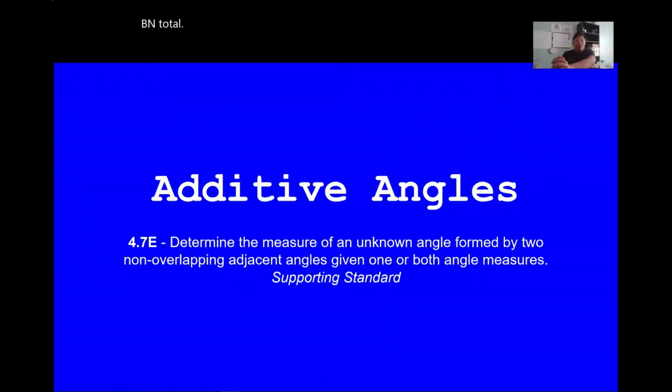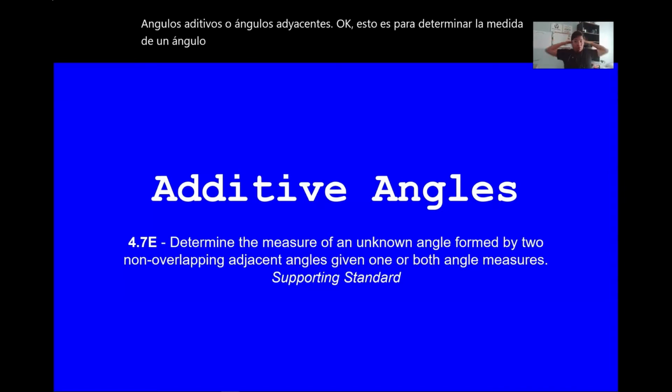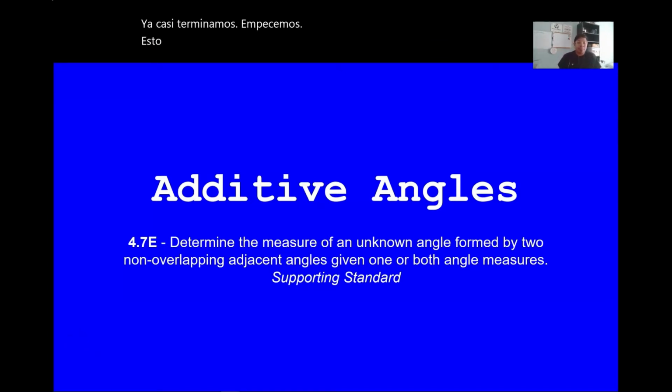Hello everyone, and welcome back to part 3, the last part of 4, of 4.7E, additive angles or adjacent angles. This is to determine the measure of an unknown angle formed by two non-overlapping adjacent angles given one or both angle measurements. We are almost done. Let's get started. This is TEKS 4.7E.